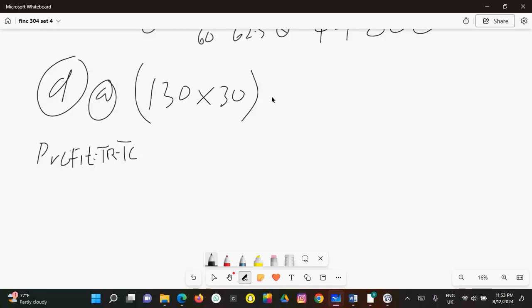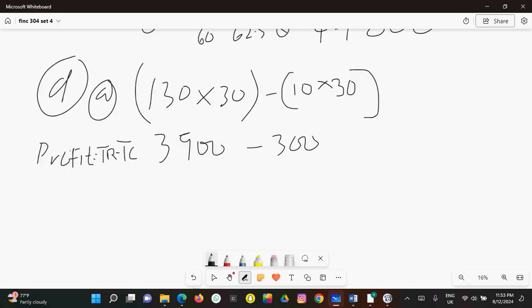Right. So this was the profit, and then the total cost is going to be 10Q. So 10 times 30, right? So this will give us 3,900 minus 300. So our profit is going to be 3,600. That's going to be our profit.